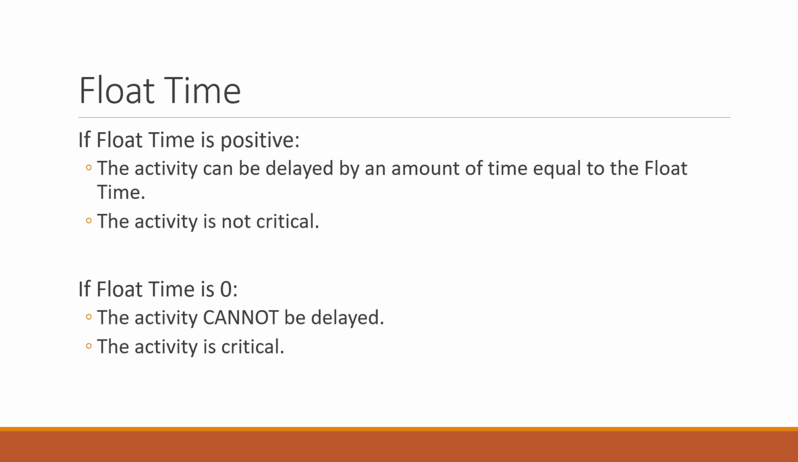Okay, one last exception to this is if float time is negative. So if we do the far right number minus the far left number and minus the duration of the activity, and we get a negative number, that means we've made a mistake. Okay, we can never have a negative amount of float time. It just wouldn't make sense.